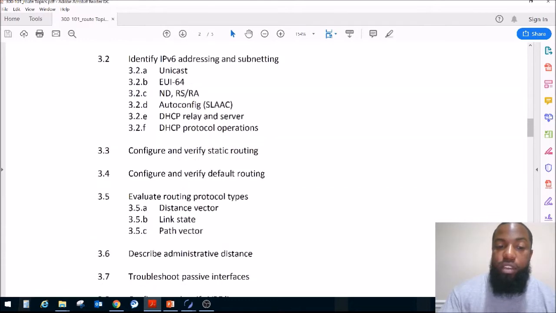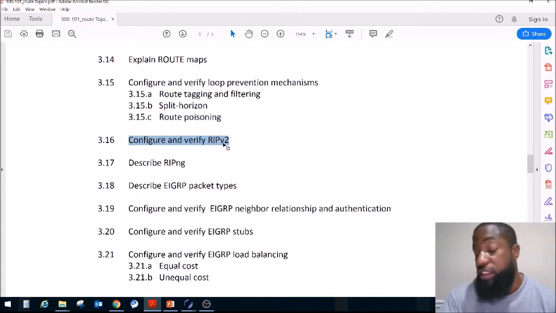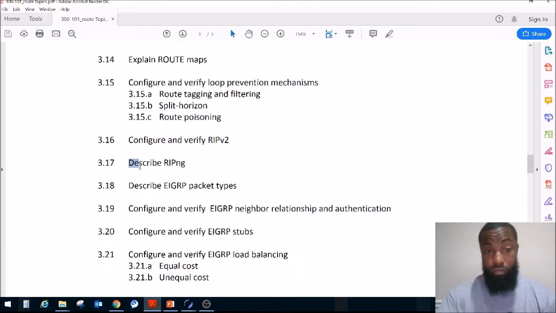We just wrapped up the route poisoning section, which was section 3.15c. Today we are going to be configuring and verifying RIP version 2. This is an older routing protocol, but it is still on the CCNP ROUTE Exam because this is a basic routing protocol that we just need to know. After that, we are going to be configuring its successor, which is RIPng, or next generation. We notice the keyword, describe. We only got to describe it. RIP version 2, we got to configure and verify.